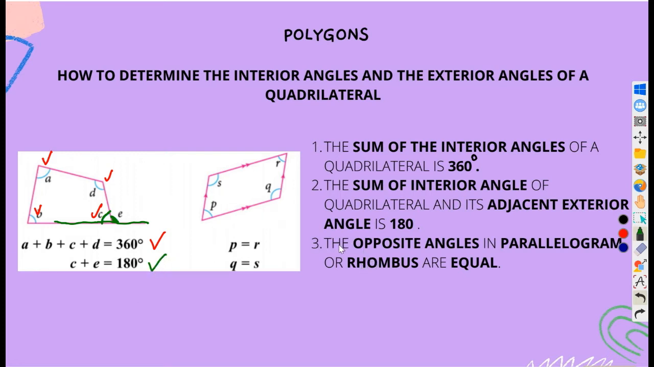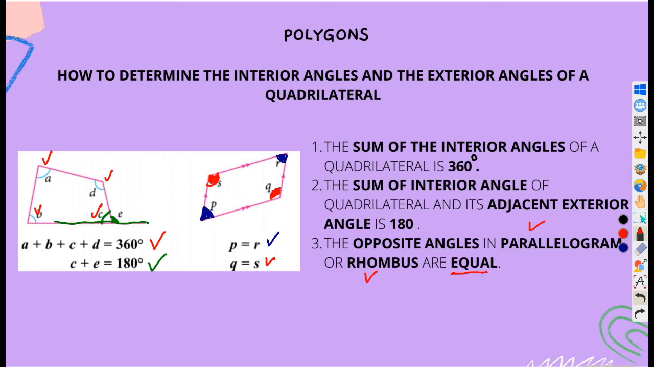And the last one: the opposite angles in a parallelogram or rhombus are equal. Here, angle P is the same as angle R, so P equals R, and angle Q equals angle S. You must remember, whether it is a parallelogram or a rhombus, the opposite angles are equal.